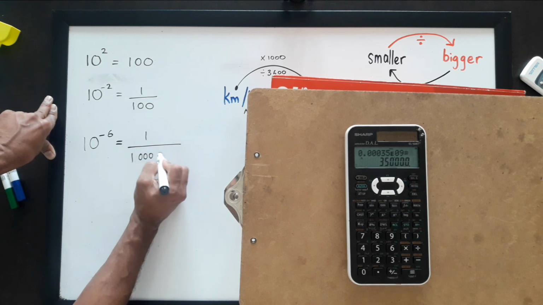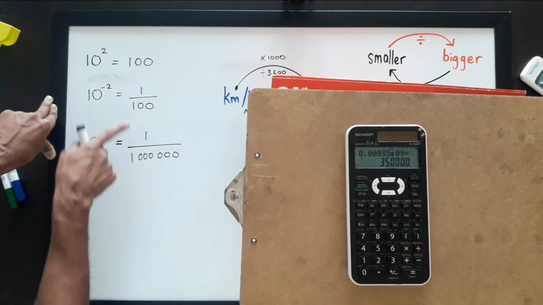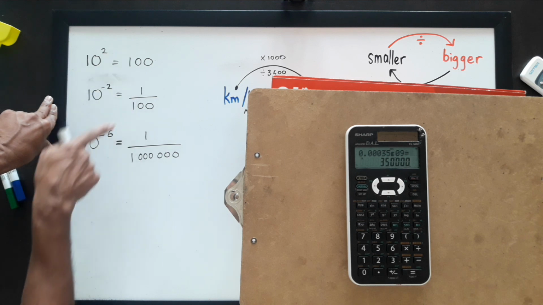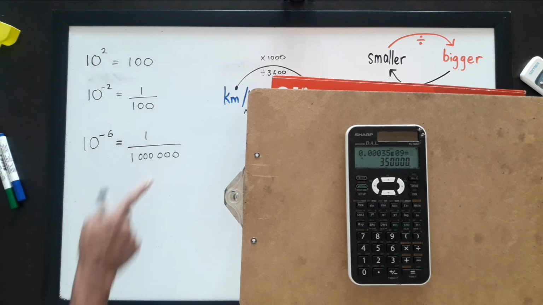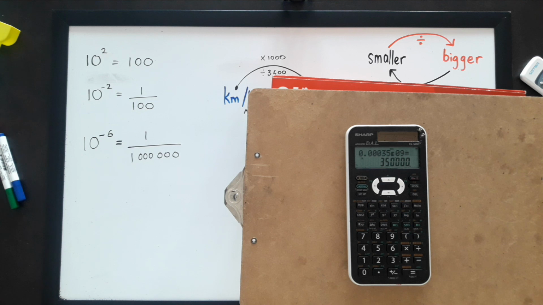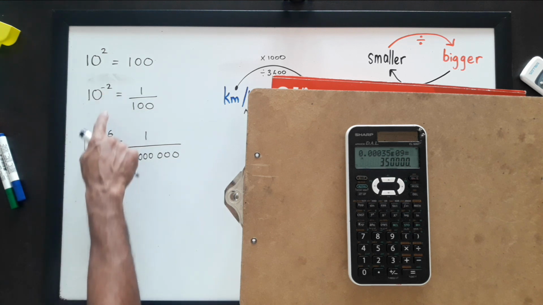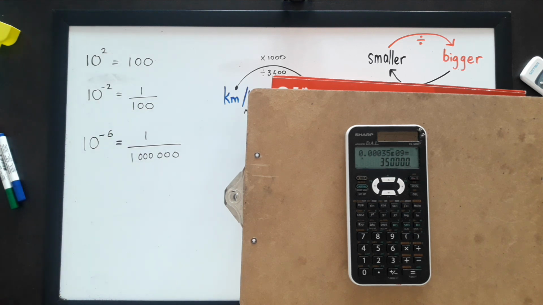1, 2, 3, 4, 5, 6. And of course, if you divide something by 100 or divide something by 1,000,000, it will get smaller. So whenever you see negative powers above the 10, that means we're dealing with very small units.